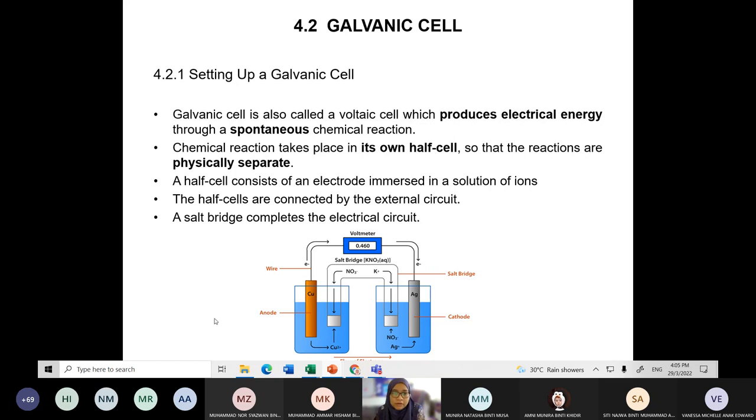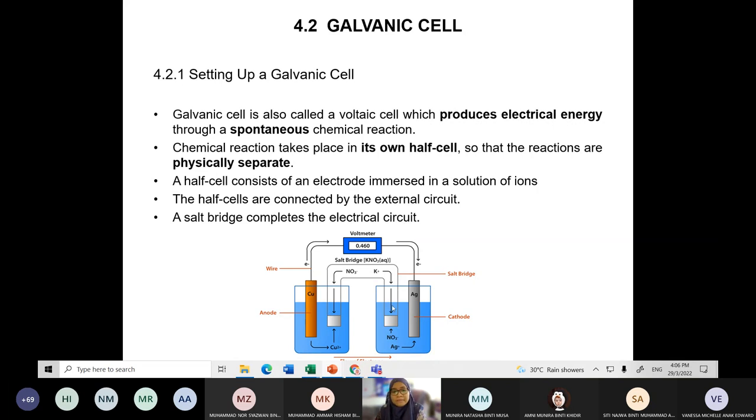That's why we have an electrode and it must be immersed in a solution. So when you draw your galvanic cell, make sure that it is immersed. Jangan terapung-rapung. Dia mesti touch the solution. It must be immersed in a solution of ions. And then the half cells are connected by the external circuit. So you need to have a wire to connect the two electrodes. And then a salt bridge completes the electrical circuit.